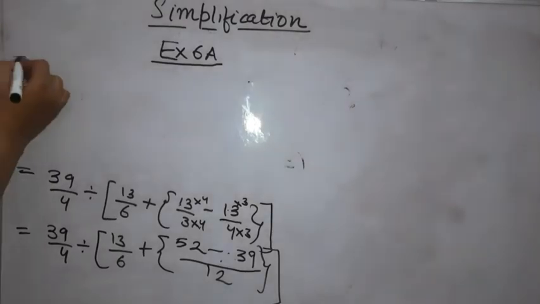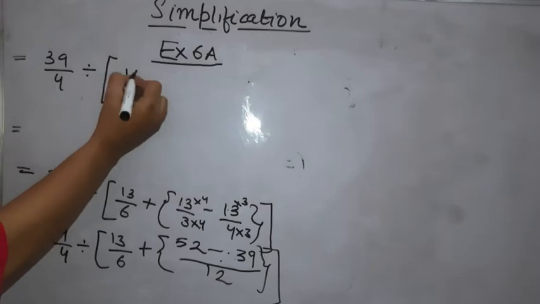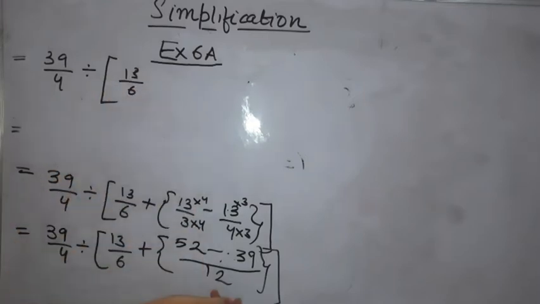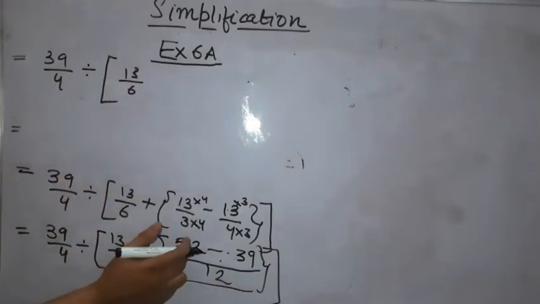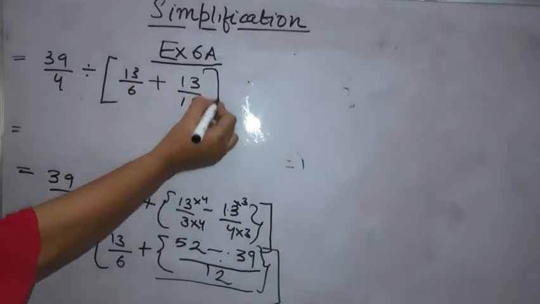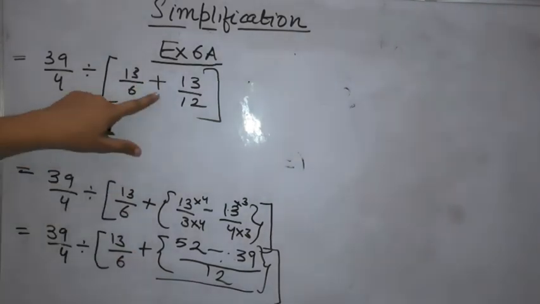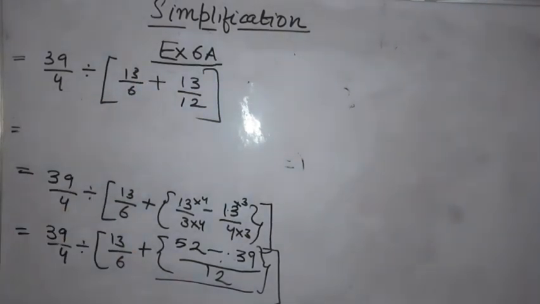Okay, now I am removing the curly bracket in the next step. So now it will be 13 upon 6. We have solved this part. Here it will be 13 upon 12. 13 upon 12. Since there is a symbol of addition, I am placing the symbol of addition over here.